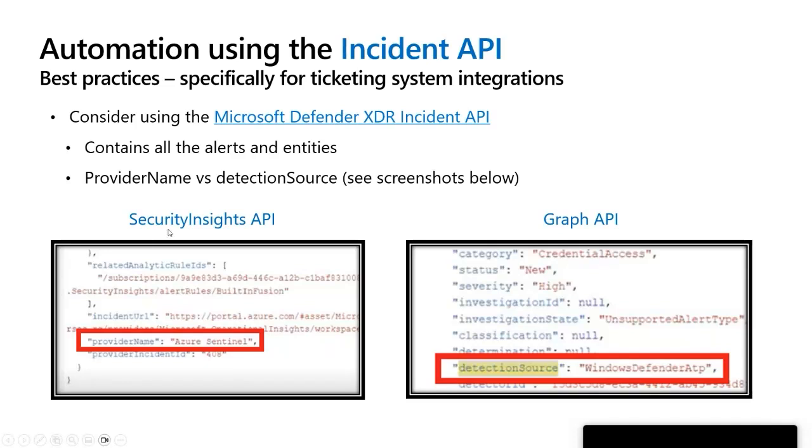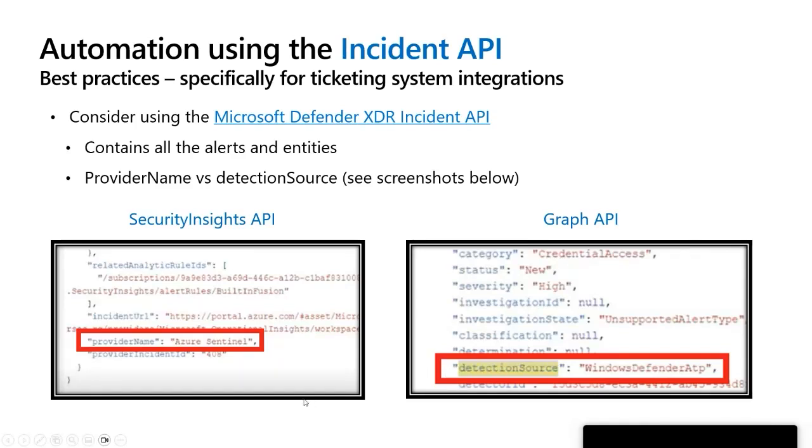You may know that Security Insights API is the API that you can still use today, but the recommendation here going forward is using the Microsoft Graph API for any incident and alerts queries via API. The reason for it is because not only does it contain all the alerts and entities details, it also gives you more granularity in terms of the filter for the detection source, right?